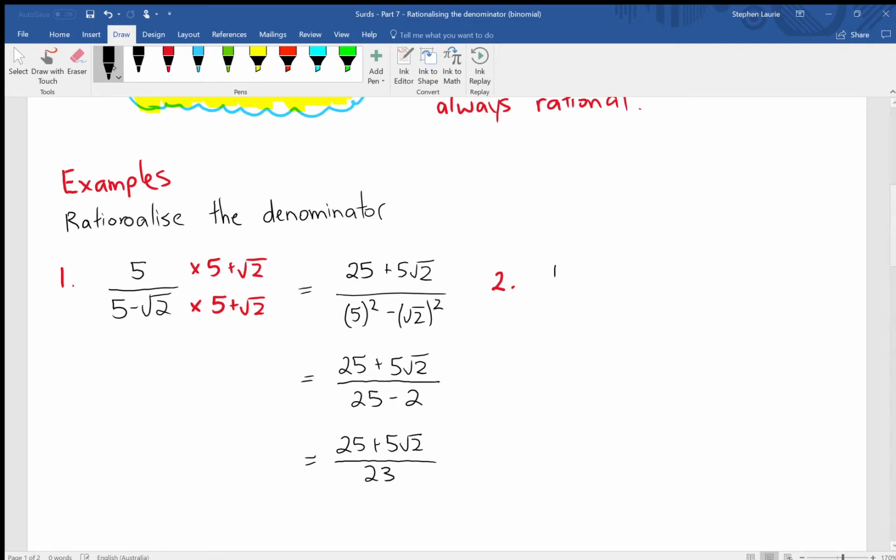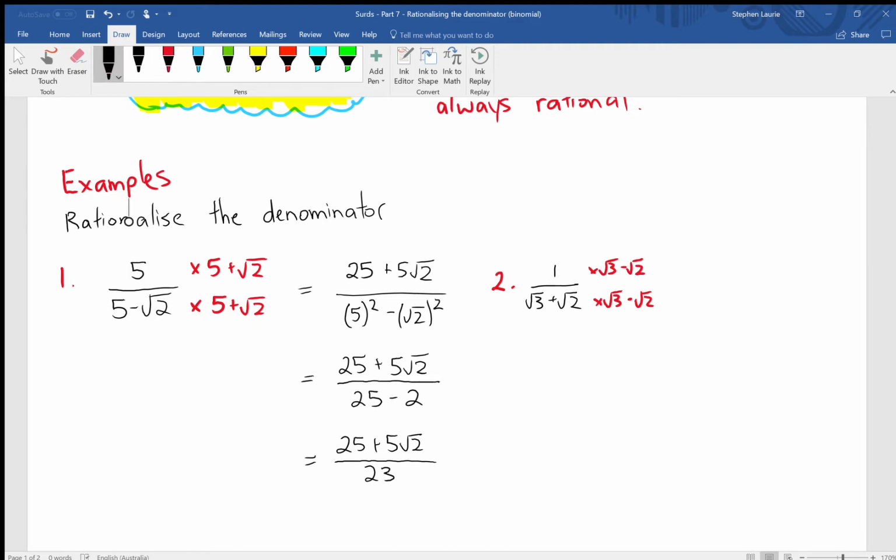One on the square root of 3 plus the square root of 2. So this is another binomial denominator. So if we want to rationalize it, we need to multiply by the conjugate. That is the square root of 3 minus the square root of 2. And whatever we do to the bottom, we do to the top.